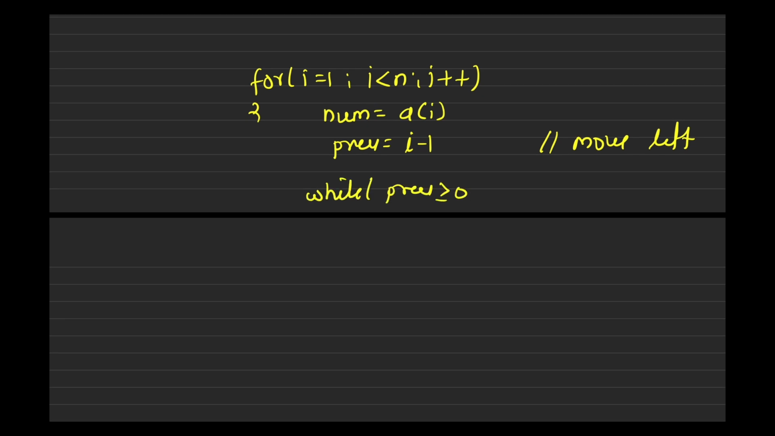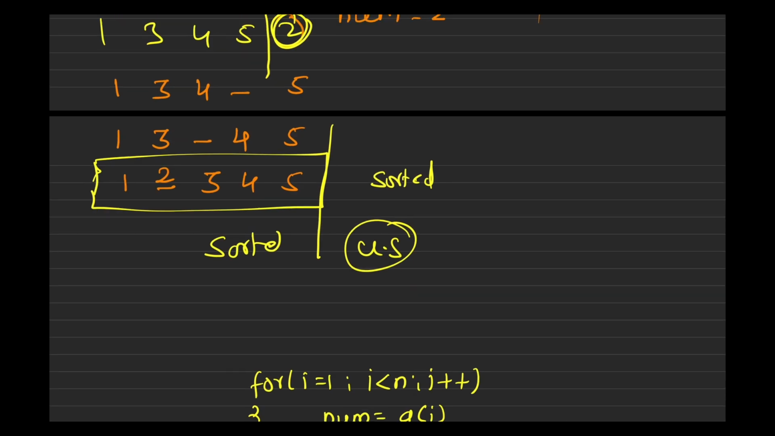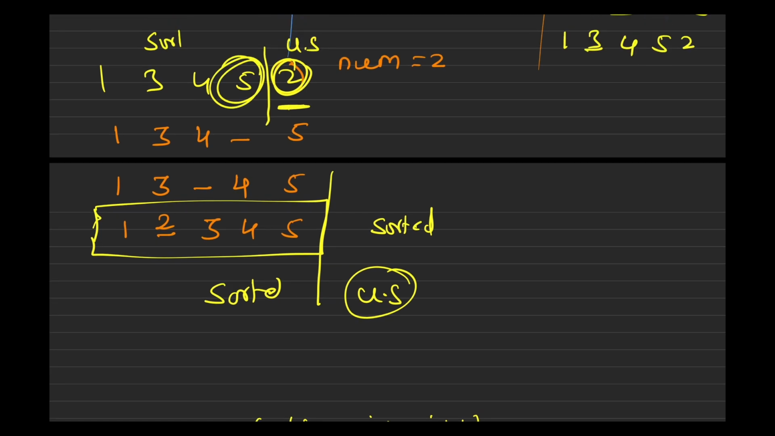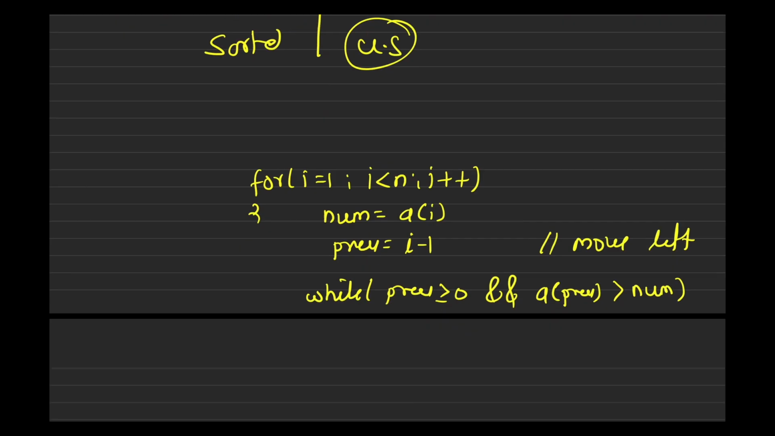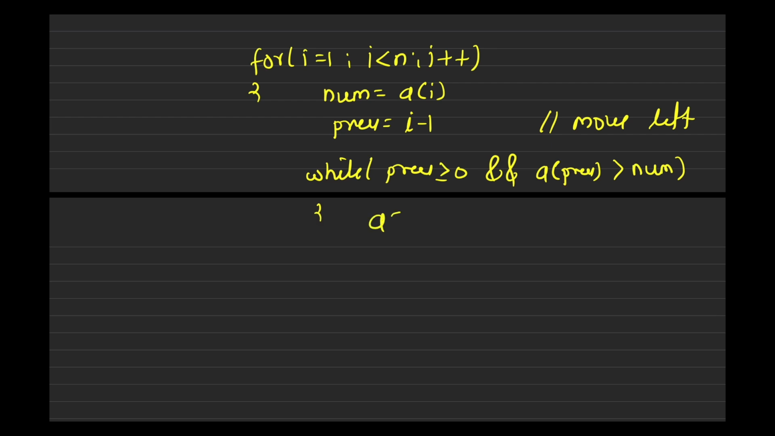Because I need to go till the 0th index, and I need to make sure that if a of previous is greater than num, that is, any number to the left side of the current num, then I need to simply move it to the right side. So if it is, a of previous plus 1 will contain a of previous, because we are shifting that element to the right side, and we simply do previous minus minus.